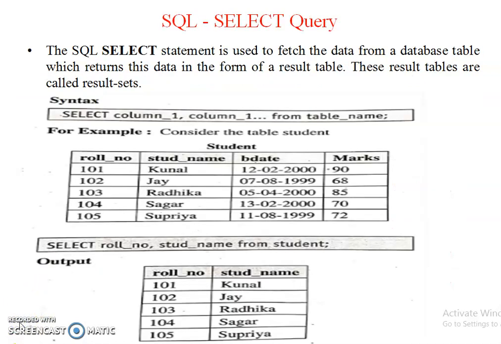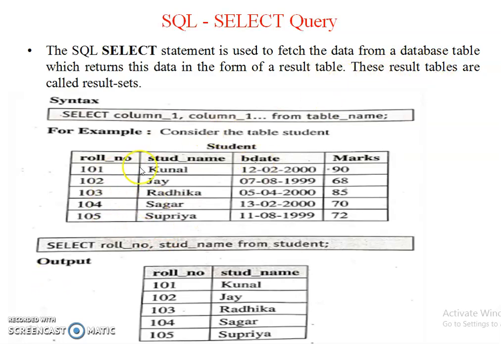Now we will discuss the select query in SQL. The select query is used to retrieve data from the database. Select query never makes any changes in the database. The data returned by the select query is in the form of a result set. Now we discuss what we mean by result set. Result set is nothing but a result table.